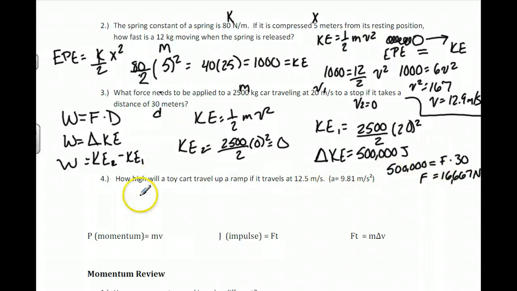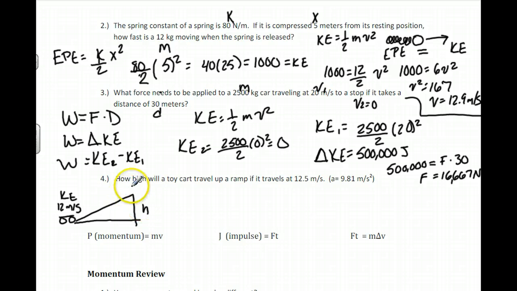So that's that. How high will a toy car travel up a ramp if it travels at 12.5 meters per second? So let's draw a picture. I've got my car. It's at the bottom of the ramp, moving at 12.5 meters per second, and that's all kinetic energy at the bottom. As it moves up the ramp to a height h, it's going to transfer that energy into potential energy. In a perfect system with no friction, all of my kinetic energy will be transferred to potential energy.